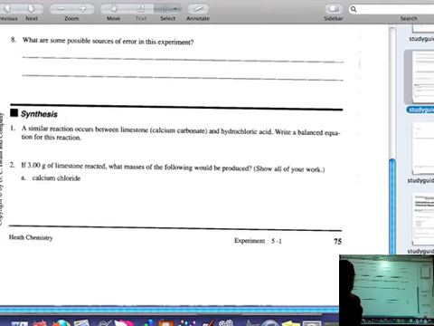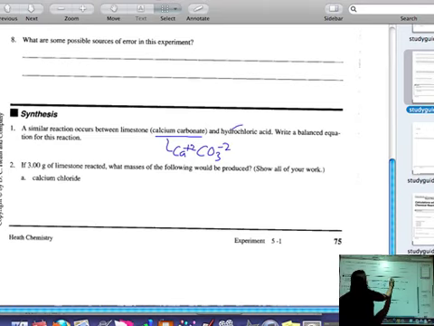We're still on 5.1. A similar reaction occurs between limestone, which is calcium carbonate, where the calcium is +2 charge and carbonate is -2 as well, and hydrochloric acid, which is HCl, as we've been working with. They want you to write a balanced equation for this. I'm not going to write the balanced equation for you. It's a carbonate, so we can guess that there's probably going to be 3 products. We've seen it a couple times.